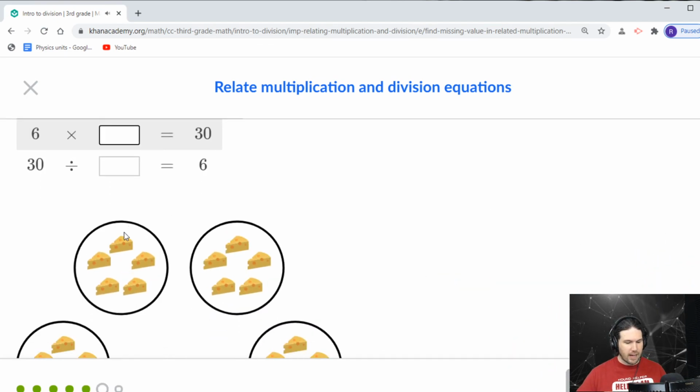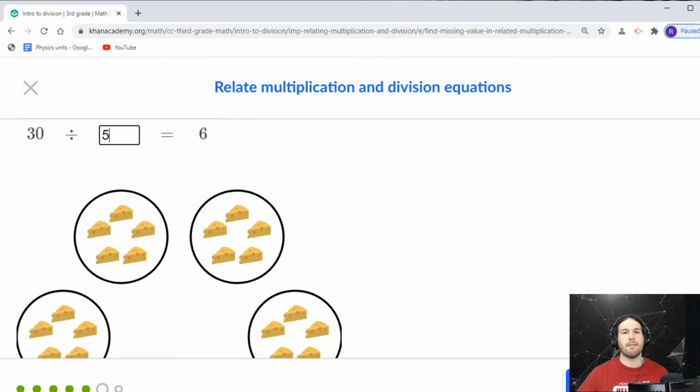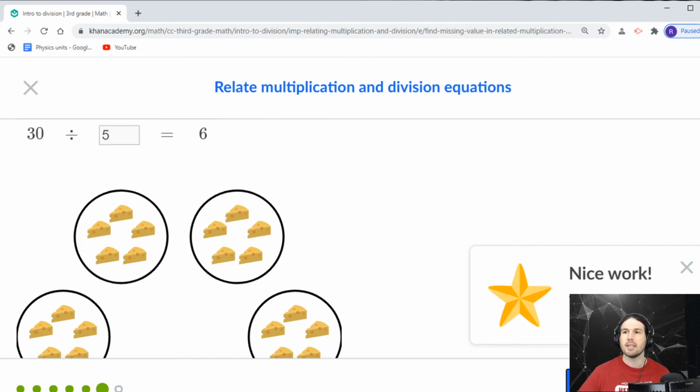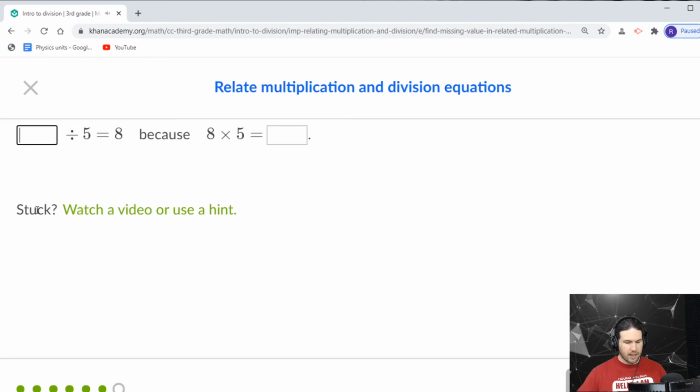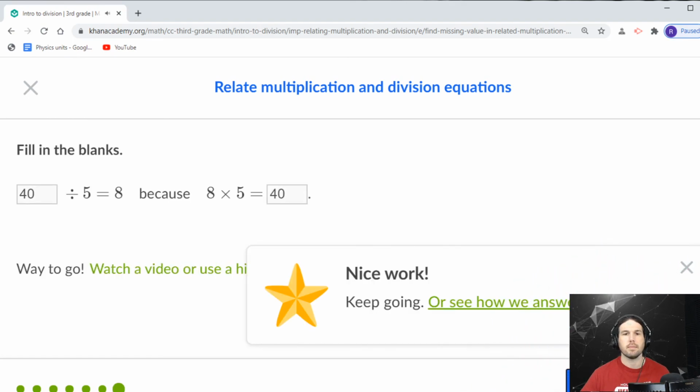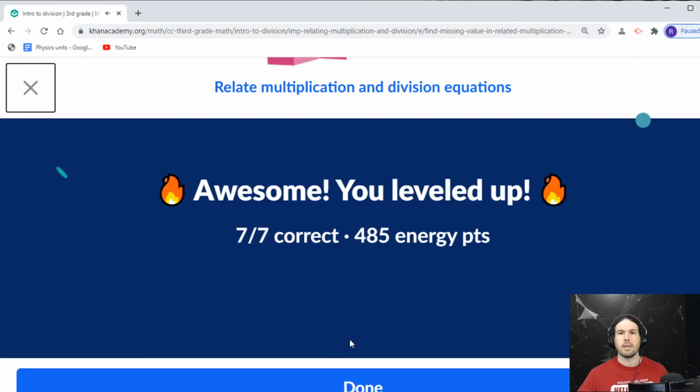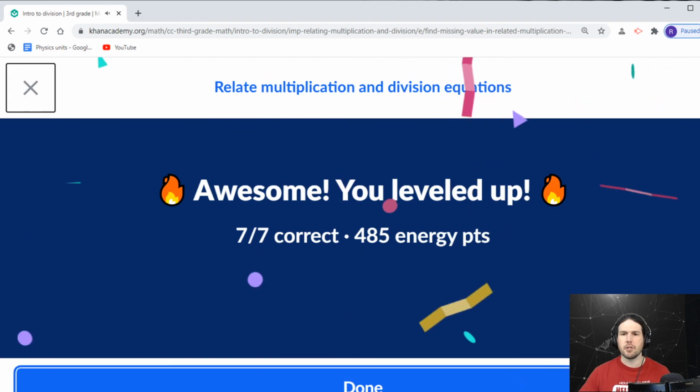6 times 5 is 30 because 30 divided by 5 is 6. Yay, cheese. 40 divided by 5 is 8 because 8 times 5 is 40. And that is relating multiplication and division equations.